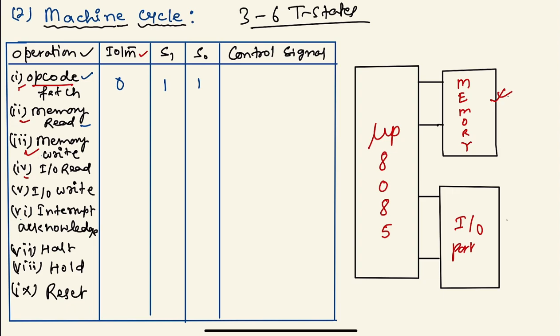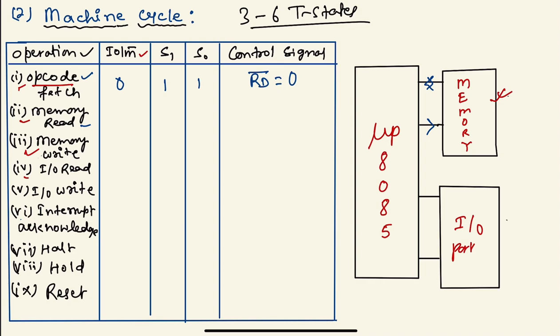Their control signal is read bar. The microprocessor will either read data from the memory, or write data into the memory. Whenever it is reading data from the memory, the control signal is read bar. It means that only if the read bar signal is 0 can the reading operation be performed by the microprocessor with the memory.